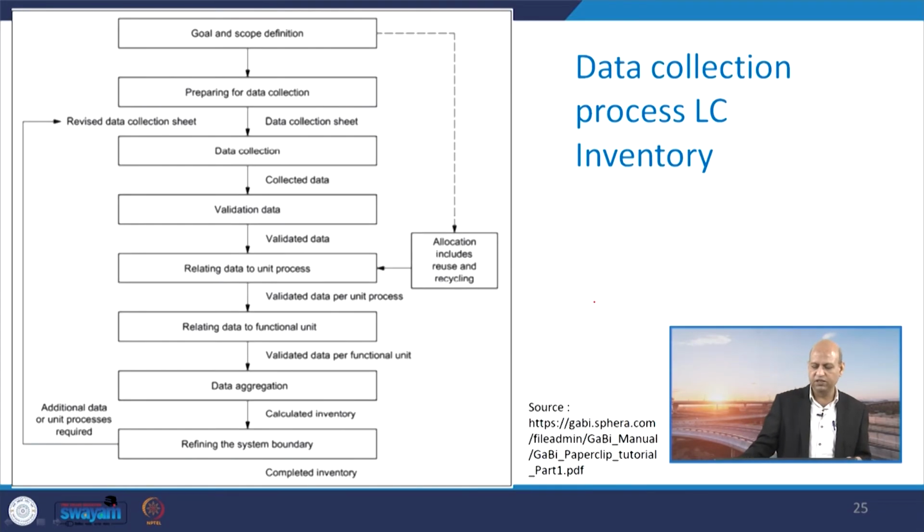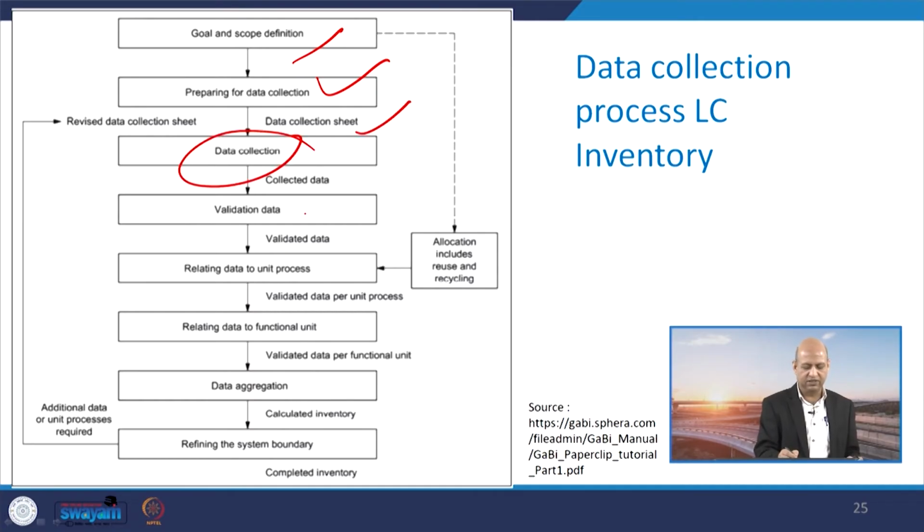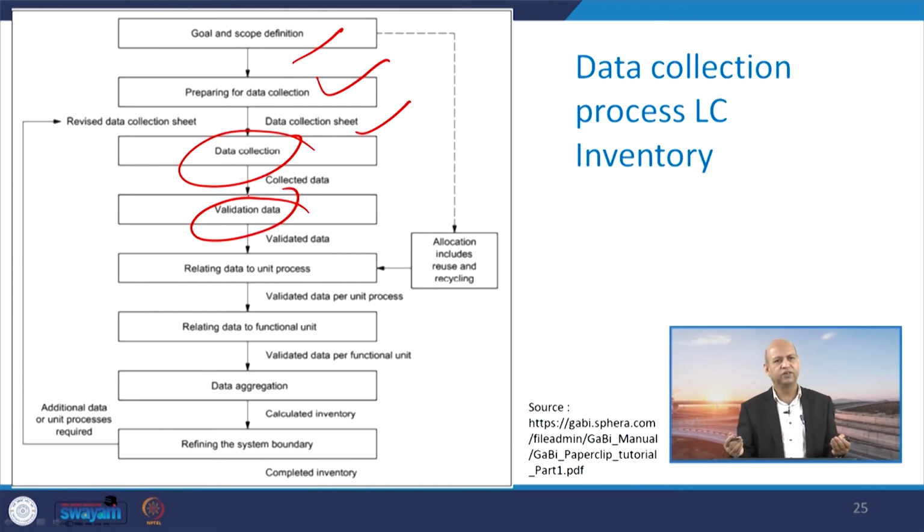Right. We see the flow diagram of this data collection process for life cycle inventory. Like you can see, the goal and scope definition we have done, then we prepare for the data collection, proper preparation is needed, questionnaires are set, then the data collection sheet is prepared, we do the data collection, then the collected data is validated, okay, there are ways to validate it. For example, you are developing an emission inventory, okay. So, how far is this emission inventory nearer to the truth?